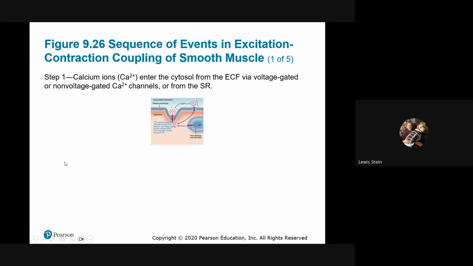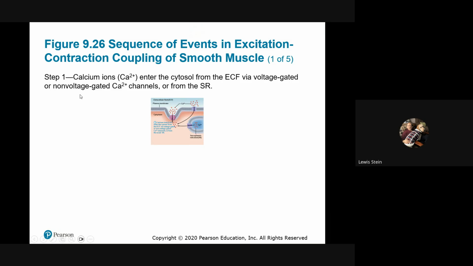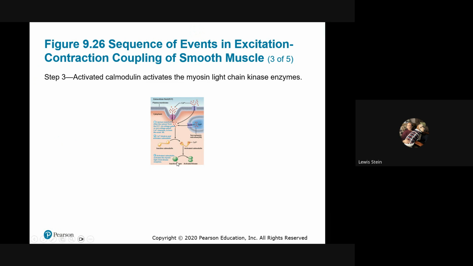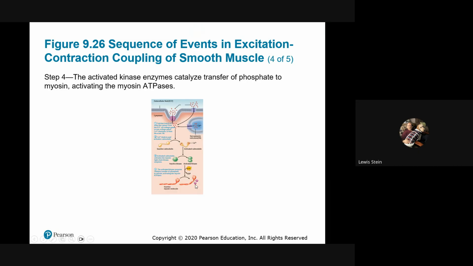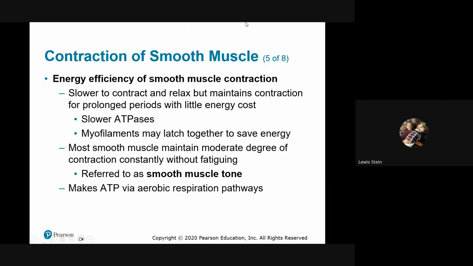And they just show it to you here. Calcium ions, again, voltage gated or non-voltage gated calcium channels. I'm not going to ask you about them. There's the inactive calmodulin. It changes shape to activate it. Then you can see it activates, diagrammatically, the kinase, and the kinase is liberating the phosphate to do it on the myosin heads, and voila, there we go. So slower to contract and relax, that's typical.